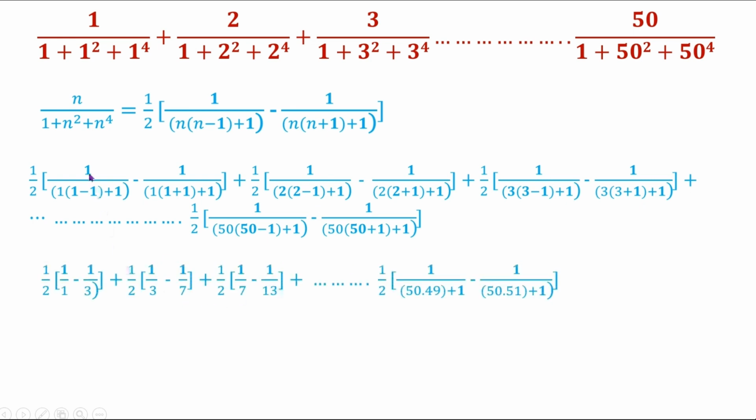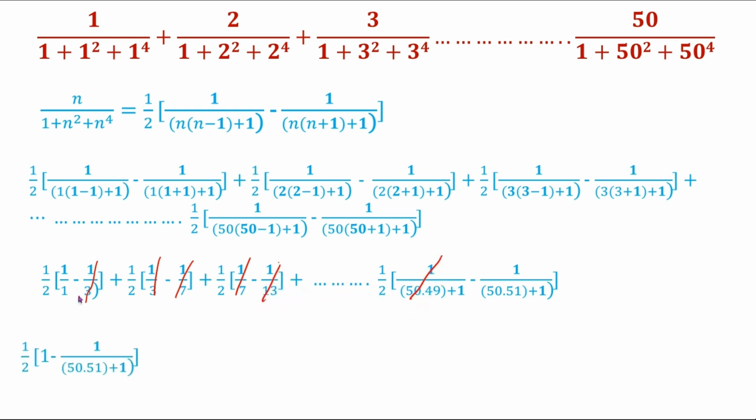So if we simplify further, this comes out as 1 by 1 minus 1 by 3 from the first term. From the second term, we have 1 by 3 minus 1 by 7 and so on. And this is the 50th term. If you notice here, if we take out the common 1 by 2 from the entire series, you can notice that this 1 by 3 and this 1 by 3 will get cancelled, minus and plus. Similarly, this minus 1 by 7 and plus 1 by 7 will get cancelled. So all the terms will keep getting cancelled until this term.